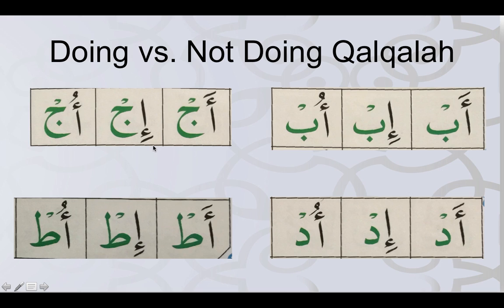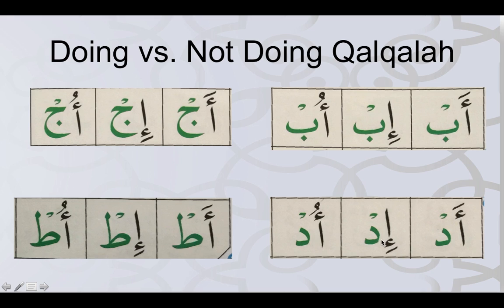That slight bounce, that differentiation on how I'm pronouncing the jim, that echo on the jim is called the Qalqalah. Next we have the daal sukun. Hamza fatha daal sukun ad. Hamza kasra daal sukun id. Ad id. Hamza dhamma daal sukun ud. Ad id ud. But if I were to pronounce it incorrectly and close my articulation point, not echo the sound, it would sound like this. If I do it incorrectly, if I don't do the Qalqalah.